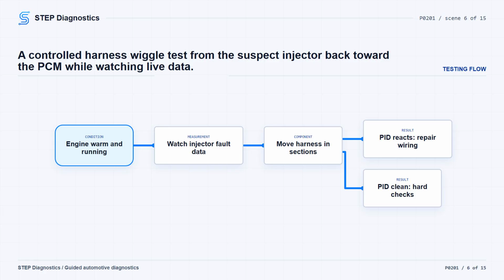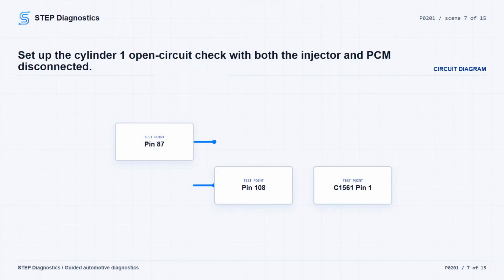If the PID shows a concern while you move the harness, repair the wiring as necessary, clear the PCM codes, and repeat the self-test. If the PID stays clean, continue into the hard circuit checks. With the ignition off, disconnect the direct injector connector and the PCM connector. For the cylinder 1 injector circuit on this path, check continuity between C1232E pin 108 and C1561 pin 1.